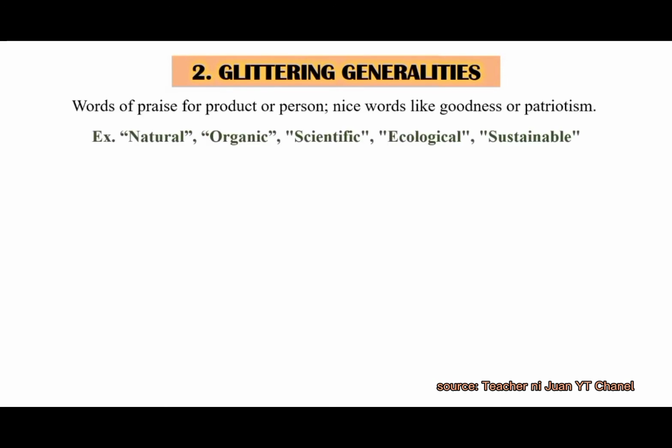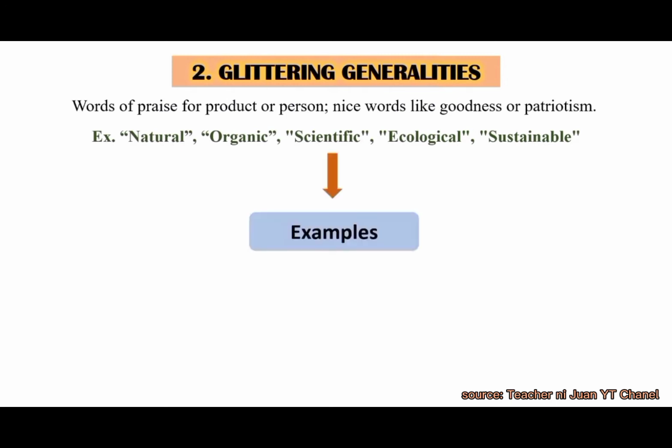The second one is glittering generalities. It is words or phrases for a product or person. Nice words like goodness or patriotism. Examples are using the following words: natural, organic, scientific, ecological, and sustainable.